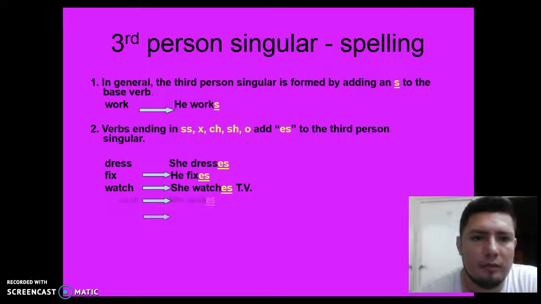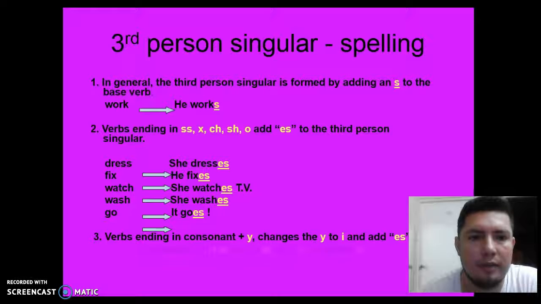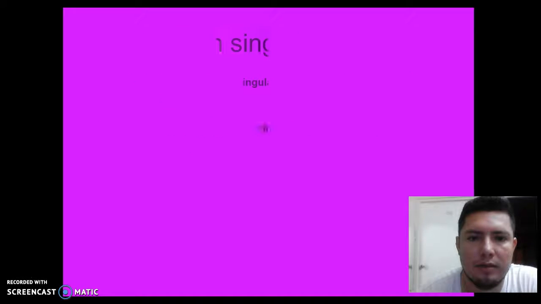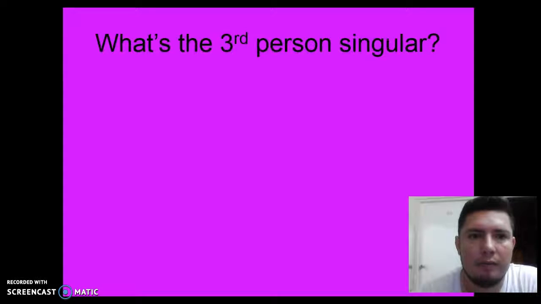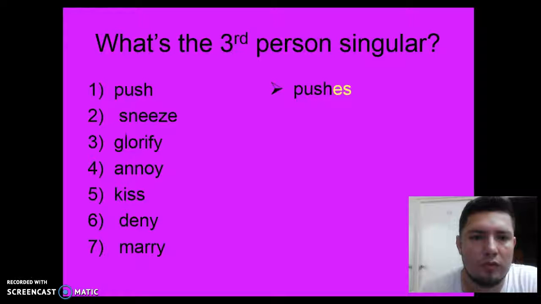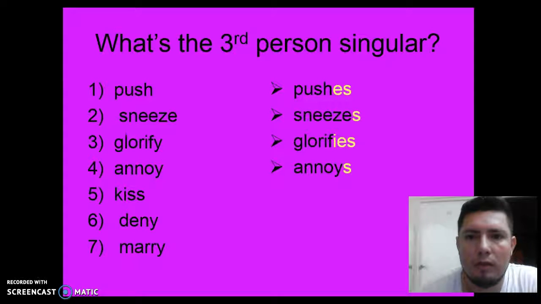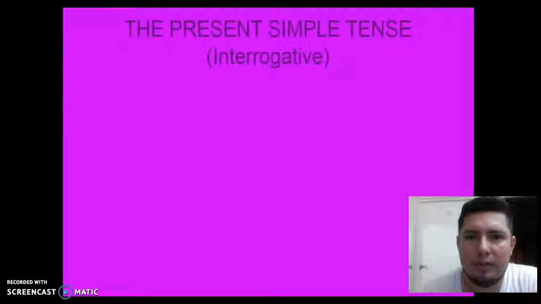So there are some verbs that end with s. That depends on the third person singular, like she, he, or it. And verbs ending in double s, x, ch, sh, at the end. Okay, what's the third person singular? So in this case, the teacher is going to show some verbs that end with s or es, like in the example. Okay, so next, the present simple.